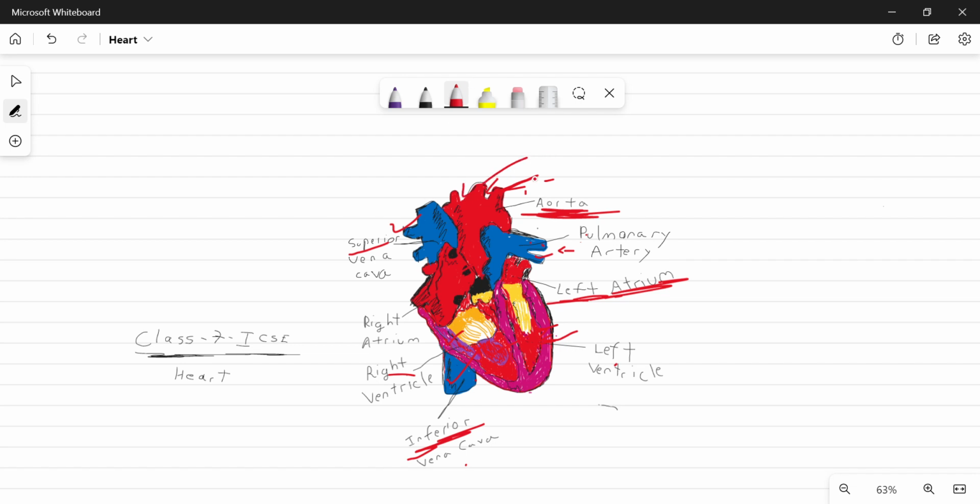So now let's learn superior vena cava, inferior vena cava. This is right atrium and right ventricle. This thing, left ventricle, left atrium. Over here is the pulmonary artery. This is the aorta.